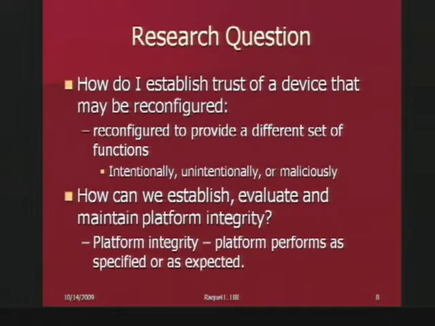So our research question is how do I establish trust of a device that may be reconfigured, reconfigured to provide a different set of functions, whether it's reconfigured intentionally or unintentionally? And how can we establish, evaluate, and maintain platform integrity, so that platforms perform as specified or expected? Expected here just means that you're running the software that I expect you to run. It doesn't necessarily say anything about whether this software has bugs or flaws, but this is the expected software suite.